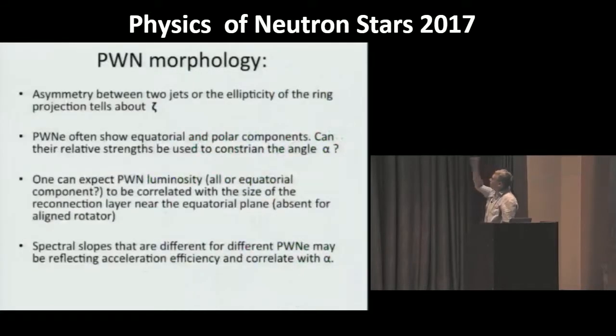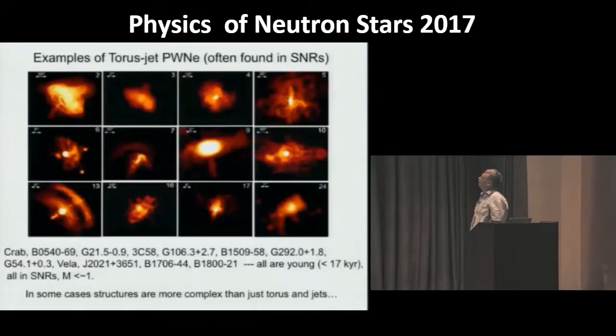I just want to say that with the growing sample of those nebulae where you can resolve this fine structure and constrain the zeta angle, one can actually constrain those magnetospheric emission models better, right? And one can maybe even use the relative strengths of equatorial and polar components in the pulsar wind nebula images to constrain the alpha angle, the magnetic inclination angle, right? So for which nebulae can you do it? Well, let's say for the ones where you can find structures such as jets, rings, tori, those things.